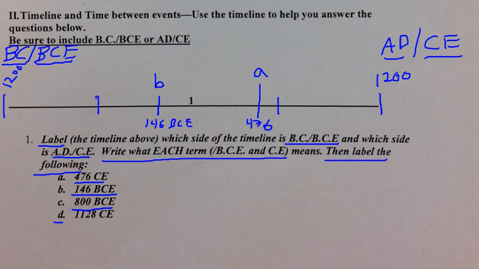C asks me for 800 BCE. So now I'm going to find my 600 line, and then I'm going to go a little bit beyond it, about a third of the way beyond it, and that is event C. Right there. Okay, 800 BCE.